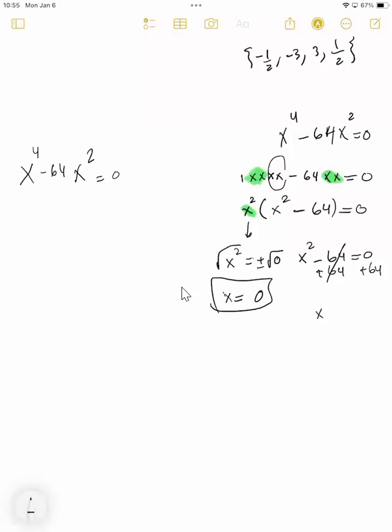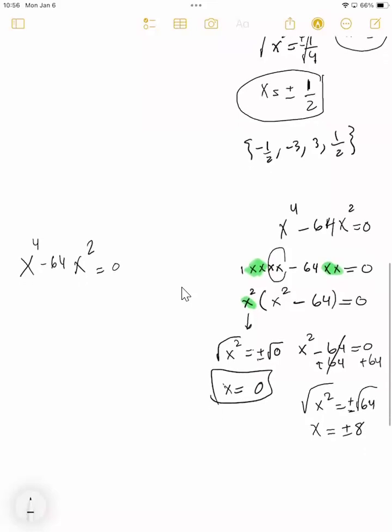You get x squared is 64. You put a radical and a radical with positive, negative on the number side. So the square root of x squared is x. The square root of 64 is 8. Positive, negative 8. So your solution to this problem is 0, negative 8, positive 8.